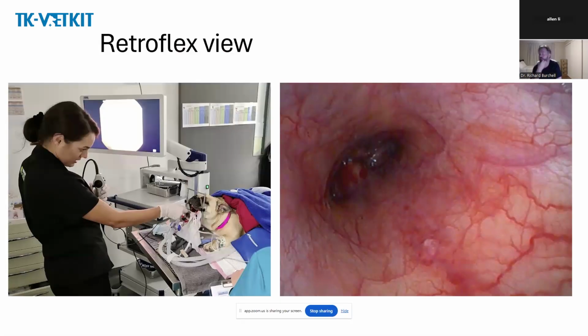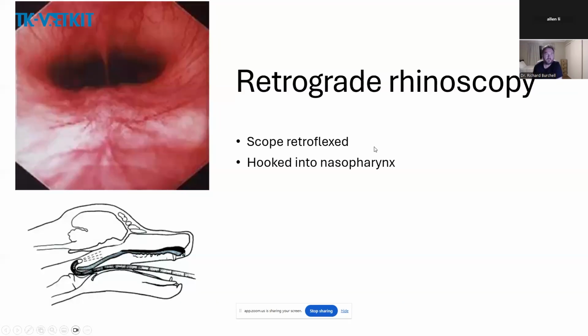Okay, so if we have a look at the retroflex view, and I'll show you a side view in an instant. Basically what we do is we take a flexible scope, we flex it over 180 degrees so that it's like a hook, that we're looking back at ourselves. And then we slide it into the mouth over the soft palate, and we hook it over the soft palate and pull it back towards us. That's what my colleague is doing in this image here. She's got the scope retroflexed, and then she's hooking it over the soft palate, looking into the back of the nasopharynx.